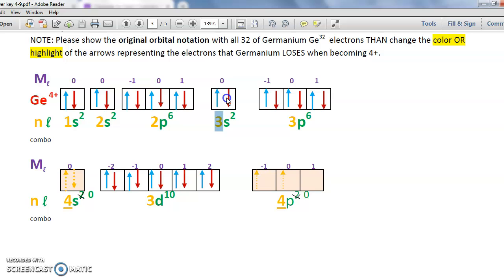It has 2 in the 3s. It has 6 in the 3p. 2 and 6 is 8. We are left with the octet rule satisfied. It is left with a stable octet.